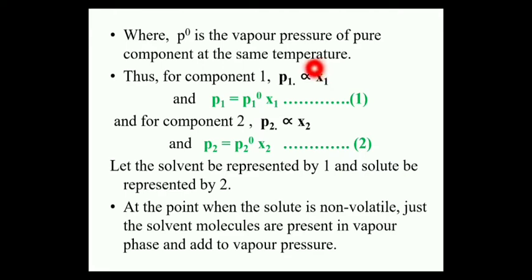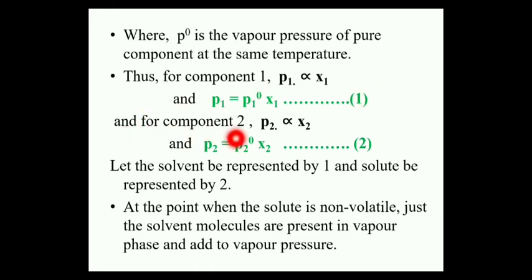So if we are considering a binary solution here which contains two components, that is component 1 and 2, Raoult's law can be expressed for component 1 as P1 directly proportional to X1, where P1 is the partial vapor pressure of component 1, which is directly proportional to X1, the mole fraction of component 1. So the equation can be written as P1 is equal to P1 naught X1. This equation is denoted as equation number 1.